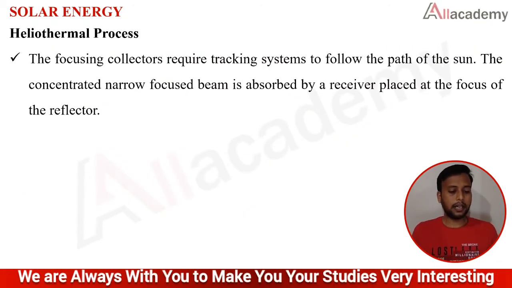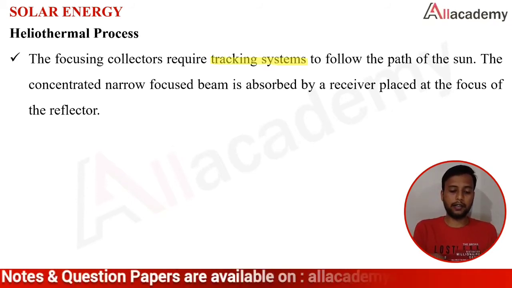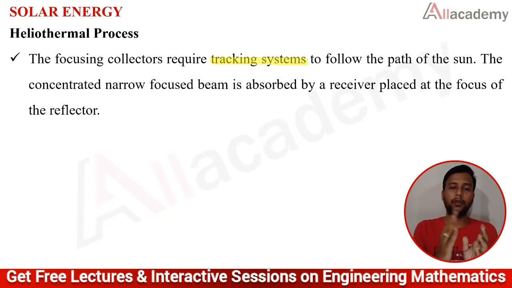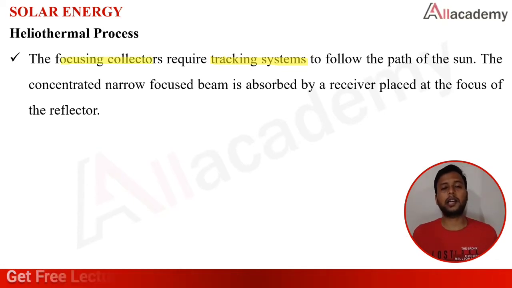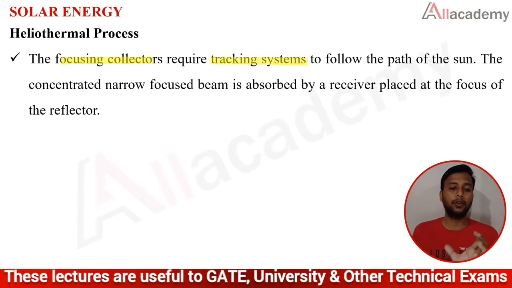Now, a focusing collector requires a tracking system, which is also very important. It has to rotate itself as the sunlight changes its direction. As the earth rotates, the sunlight falling on the surface changes its angle. So a focusing collector should have a tracking system to get the direct rays, as it takes only the direct rays from the sun. The parabolic collector should be tilted with a tracking system.